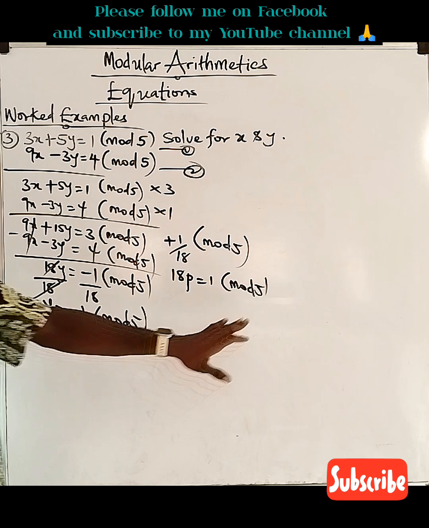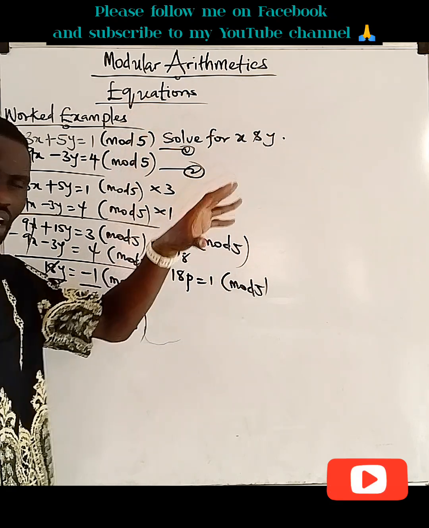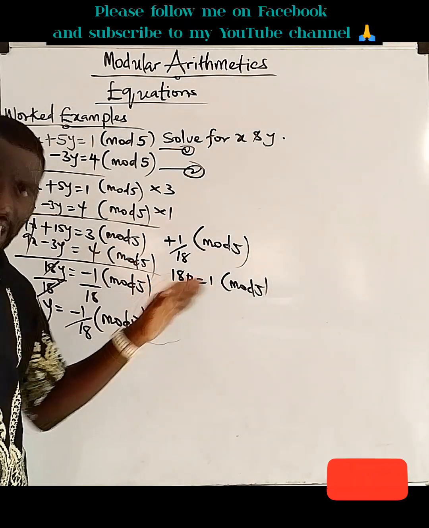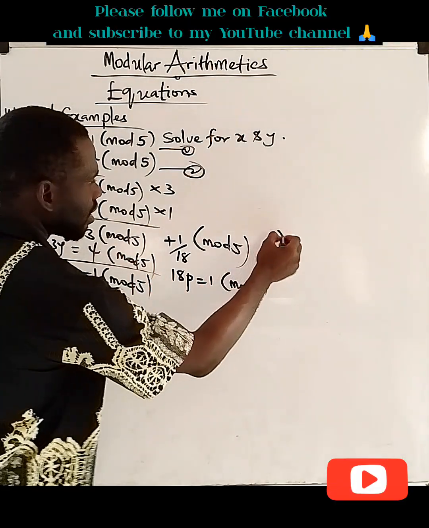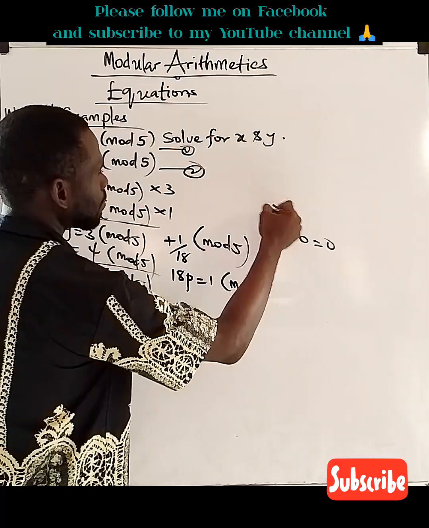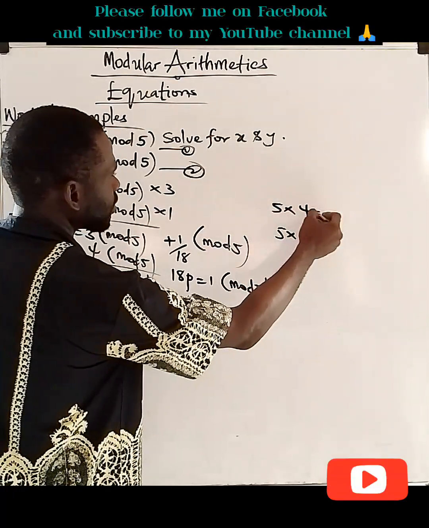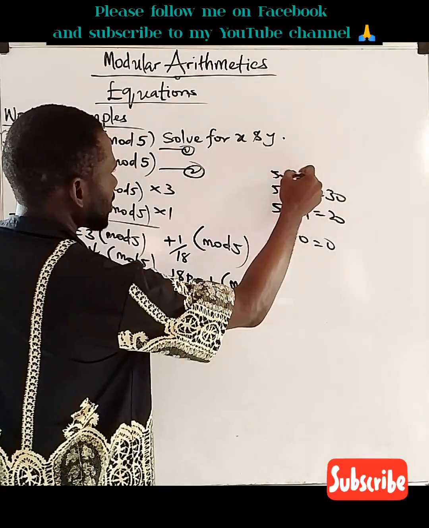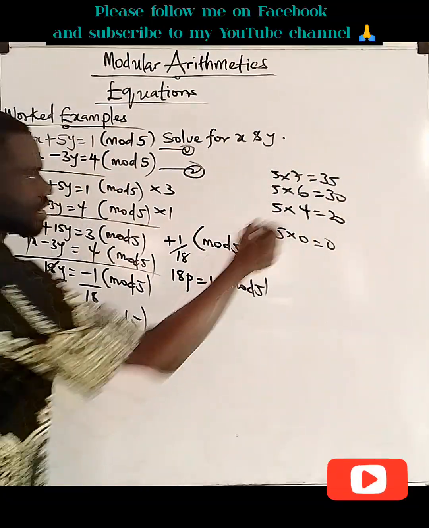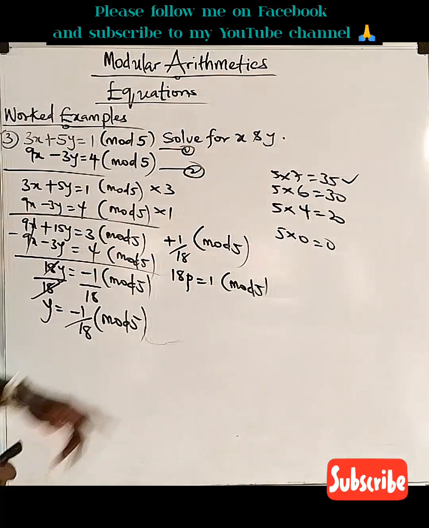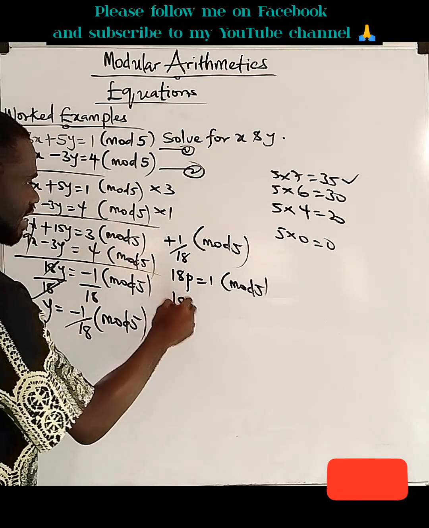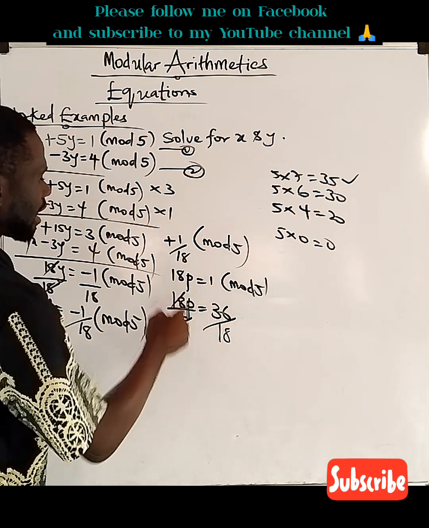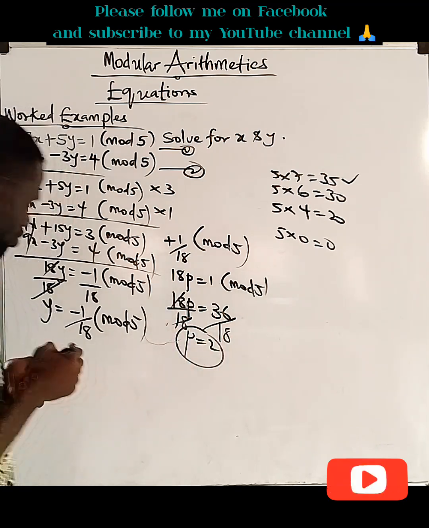So you're going to create a table. We're going to be looking for the multiples of 5. One of the multiples of 5 you're going to add to 1 will give us a clean equation. So let's say 5 times 0 is 0. 5 times 4 is 20. 5 times 6 is 30. 5 times 7 is 35. So let's use this. 35 plus 1 is 36. 18p equals to 36. Divide both sides by 18. p is 2. That's interesting.